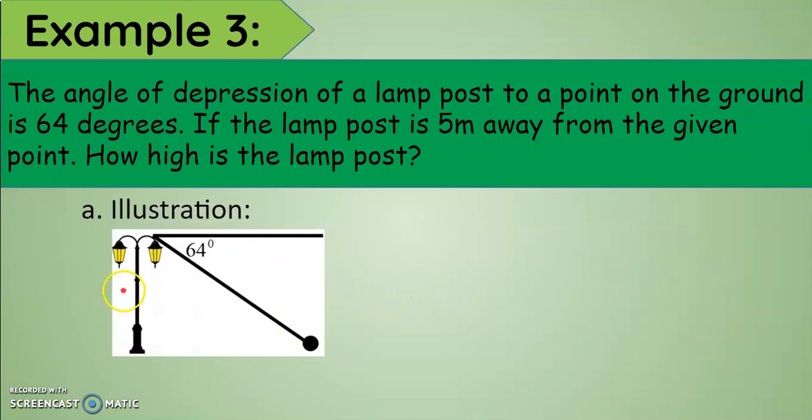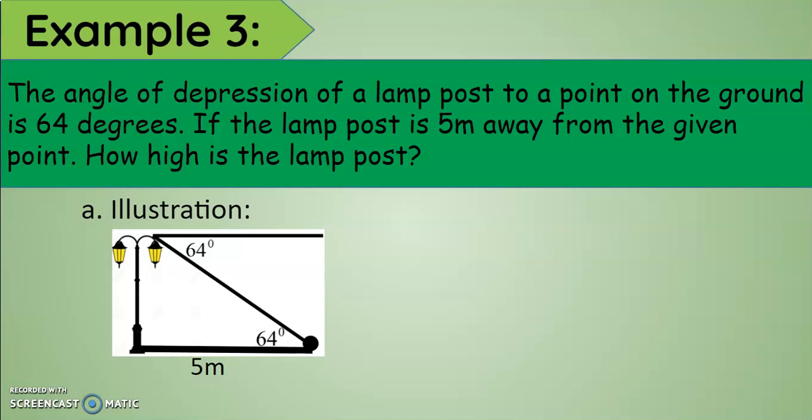So, this will be your lamppost. Since we are talking about angle of depression, this will be the line of sight, and this will be the angle. Now, going back to your geometry, this will be a line cut by a transversal, so they are alternate interior angles. So automatically, the measure of this given angle is equal to this angle. So, we have also 64 degrees.